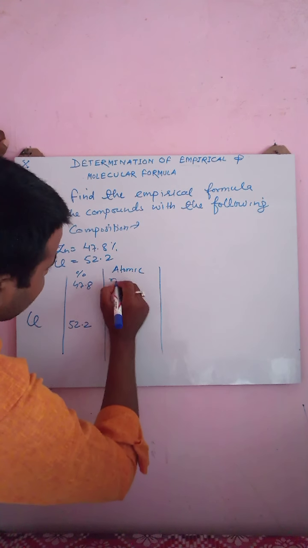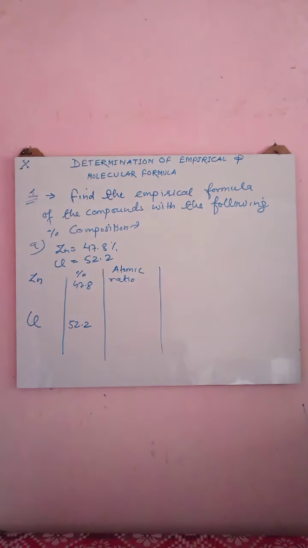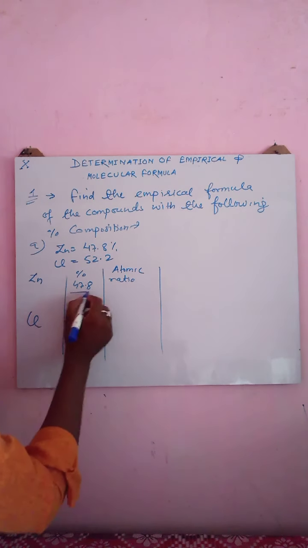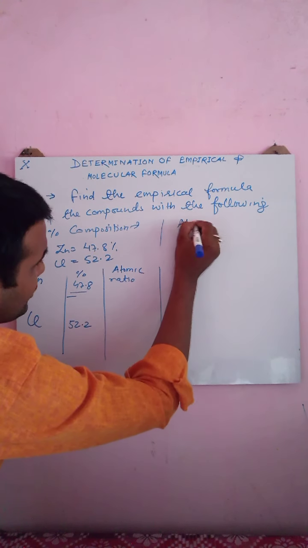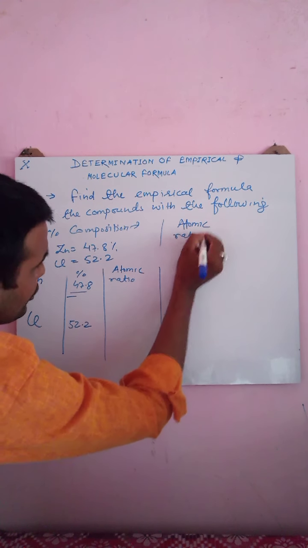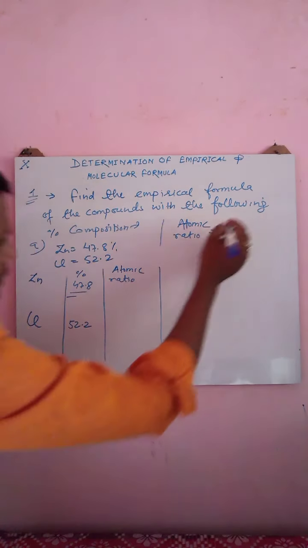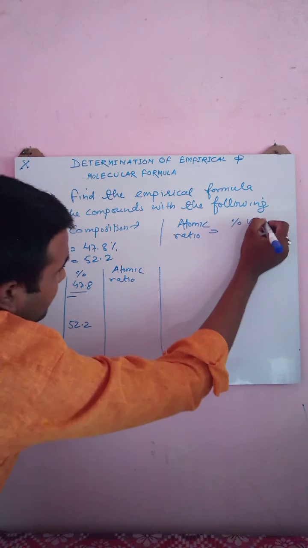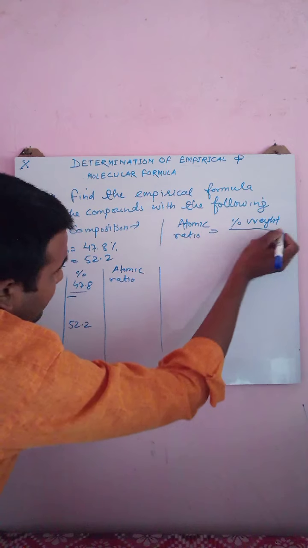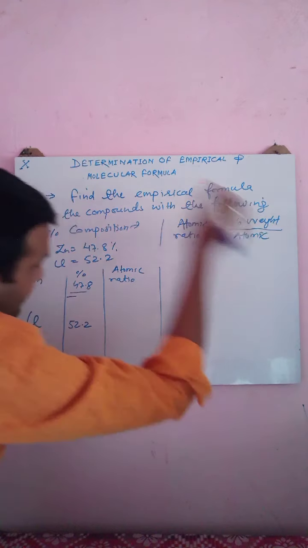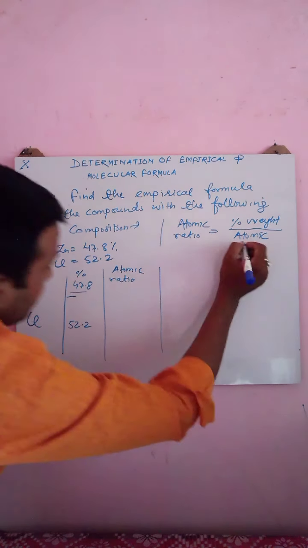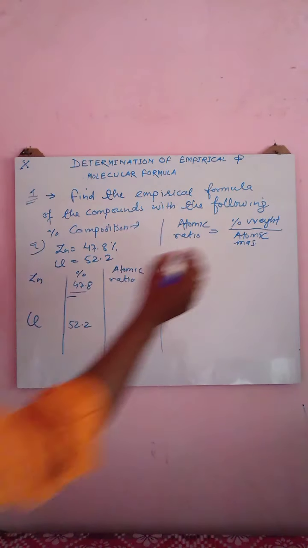Atomic ratio. Whatever second rule I was telling you, that is about the atomic ratio. How to find out the atomic ratio? The percentage weight of each element is divided by its atomic weight. Whatever percentage weight is given, you can add it down at the right-hand side in the notebook. Atomic ratio is determined by the formula: percentage composition divided by the atomic mass of the particular element, and that is equivalent to the atomic ratio.